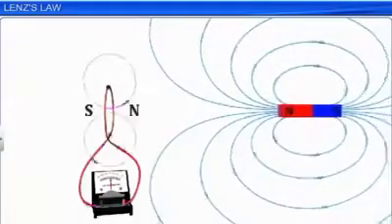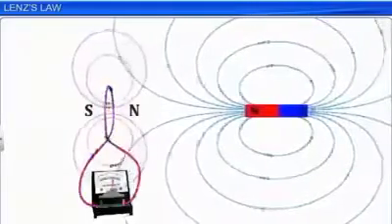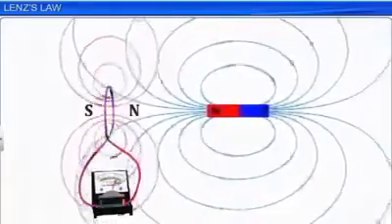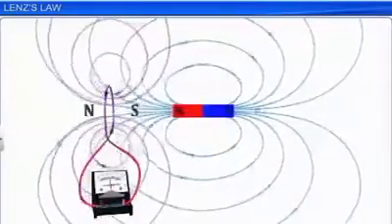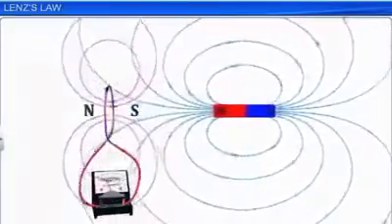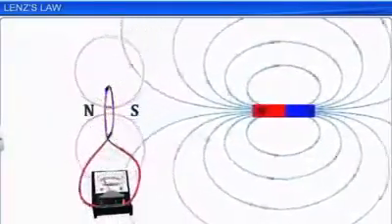If a current is induced by an increasing flux, it will weaken the original flux. If a current is induced by a decreasing flux, it will strengthen the original flux.